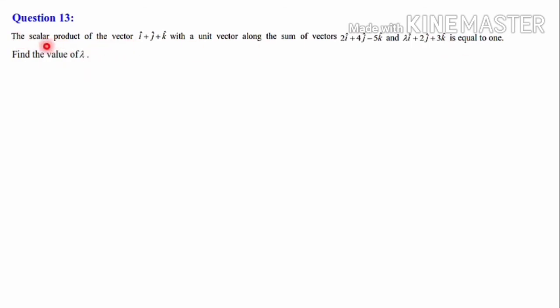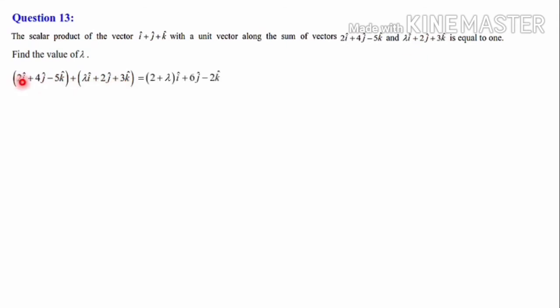The scalar product, in the sense dot product, of the vector, this one, and the unit vector along the sum of the vectors, these two. So once again, the scalar product means the dot product of this vector and the unit vector. Unit vector, we know that a vector when it is divided by its modulus, then we will get the unit vector. Unit vector of the sum of these two vectors. So first of all, we have to find out the sum of the vectors, these two. 2i cap plus 4j cap minus 5k cap plus lambda i cap plus 2j cap plus 3k cap.